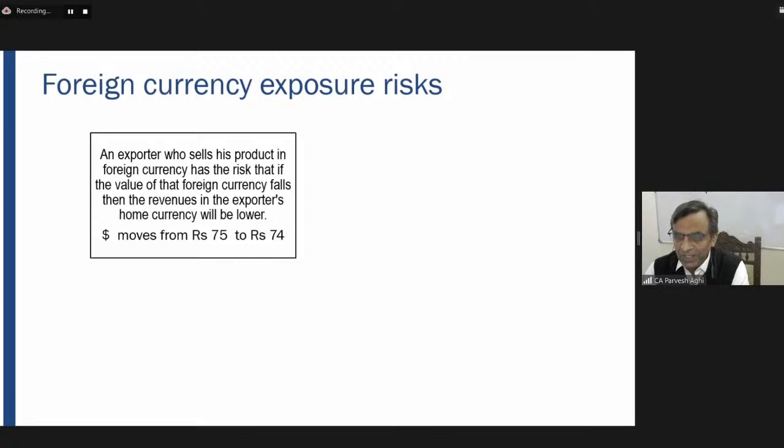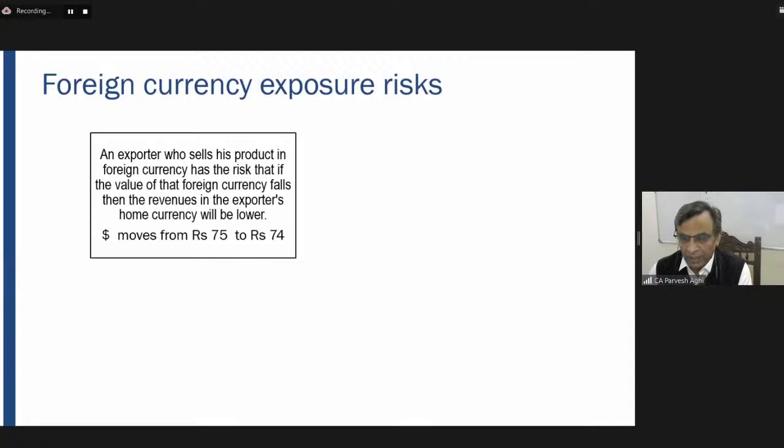An exporter who sells his product in foreign currency has the risk that if the value of that currency falls, then the revenues in the exporter's home currency will be lower. For example, if you are an Indian exporter, you have to receive your dollars from America. At the time when you exported, the dollar was at 75 rupees. But suppose when you're receiving the money, it goes down to 74. So you're going to receive 1 rupee per dollar less. So it's going to hurt you.